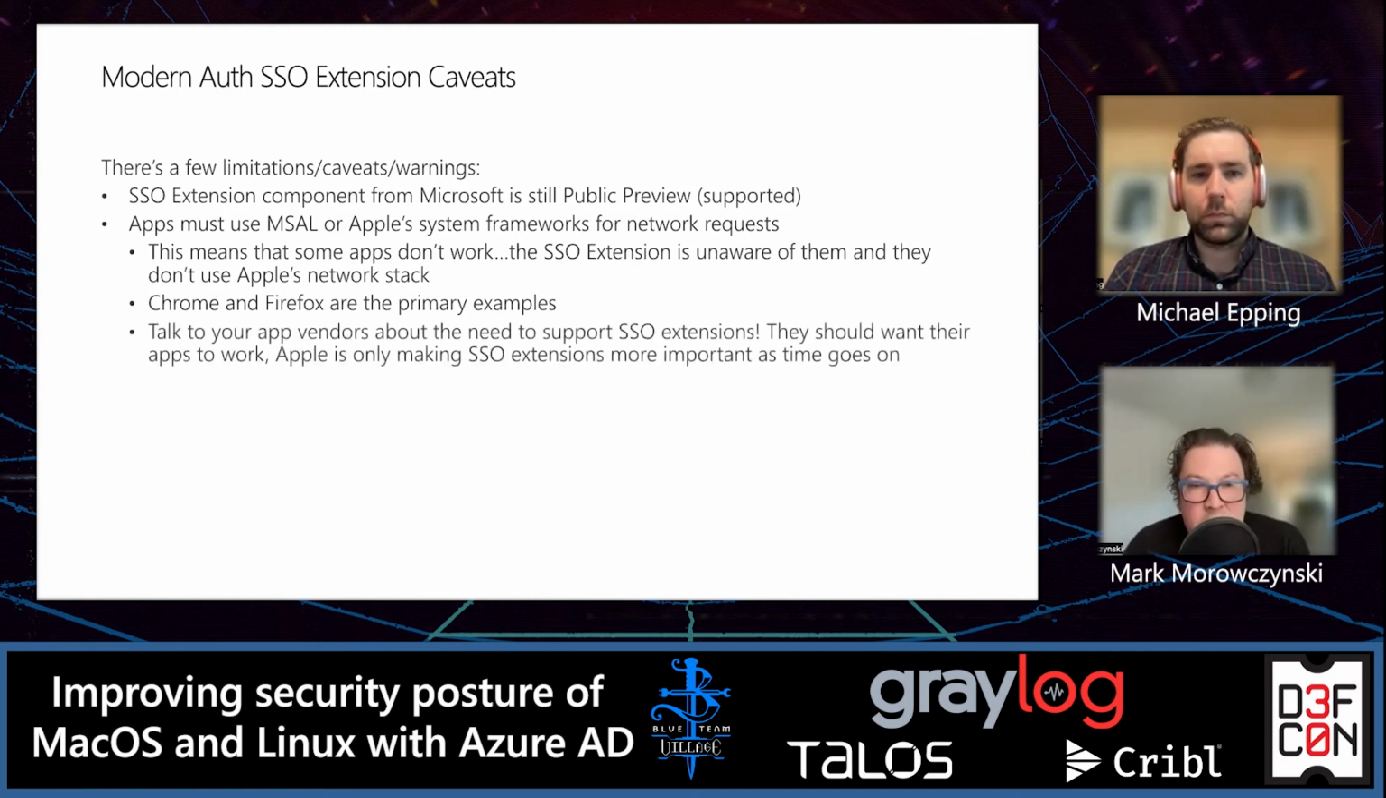So as defenders, we should be asking our app vendors to support these SSO extensions. And we see this come up in the Mac admin Slack a few times where some application doesn't work with this. You should go talk to your vendors, ask them to support this. They should want to support this. It gives a better end user experience. And Apple is only making the SSO extension more important as time goes on. So we really want to ask them to support this.